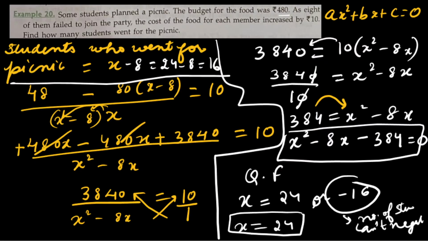So the students who actually went for the picnic, 24 is not the final answer because 8 of them failed to join. So that's why 16 is the answer of this question. Is this question clear? Here some difference was given to us, so we used the concept of difference and then we found the required answer.